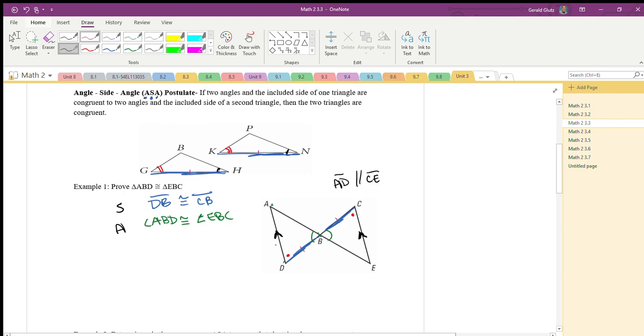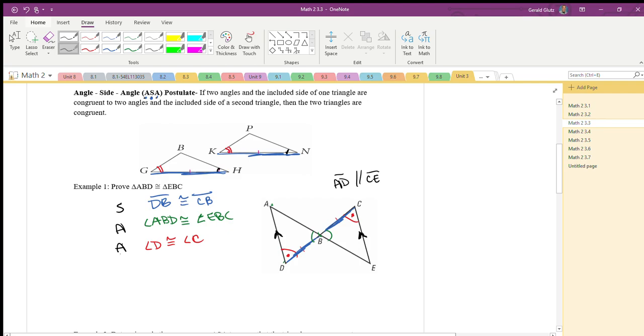And notice that with these two parallel lines, the two angles are in between them. So hopefully some of you remember that these are called alternate interior angles. So these two angles are congruent because of alternate interior angles. So angle D has to be congruent to angle C. So that would be another angle.